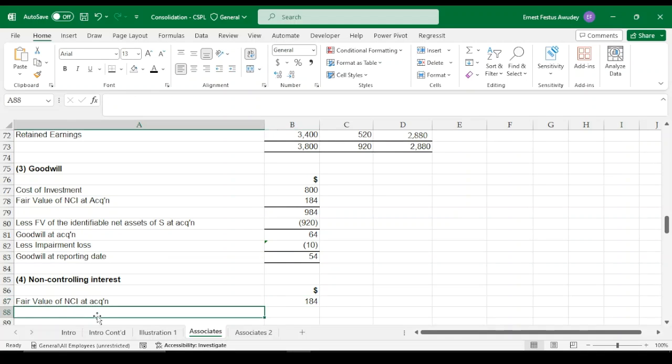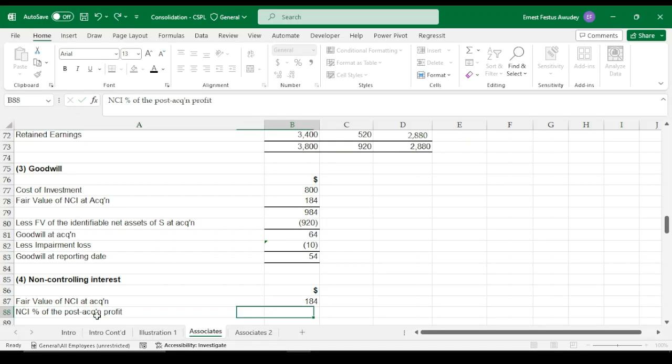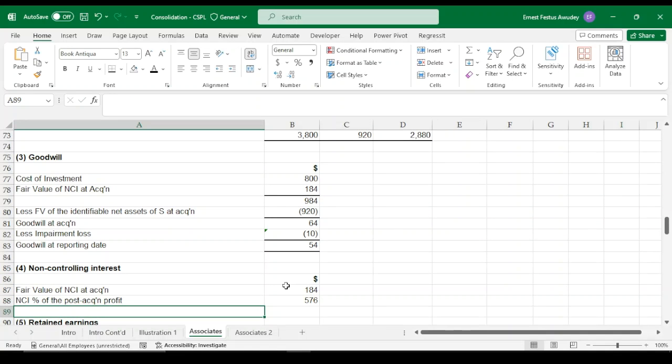Then we are going to have NCI percentage of the post acquisition profits, and that is going to be equal to, what is our post acquisition profit? We have it in our net assets schedule. Then I'm going to multiply that by the NCI percentage, which is 20%, 0.2. So I have 576 right there.